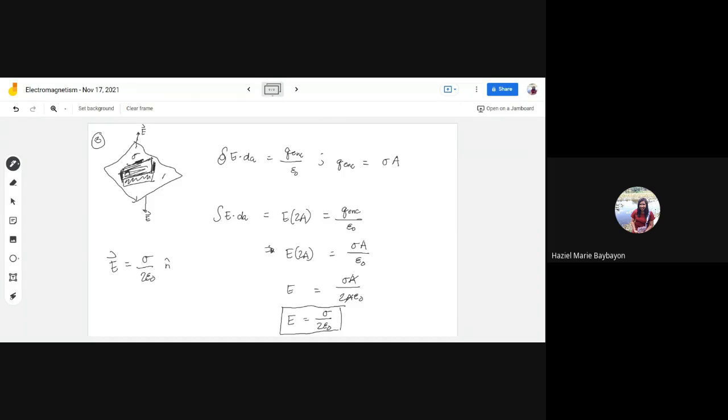Tanawa ganin ninyo ang solution ato last time. Ato ang solution ato last time, class. The example man ako last time, infinite plane.